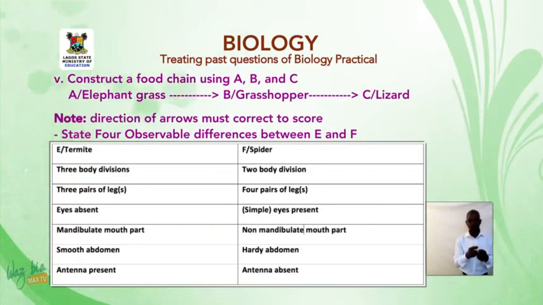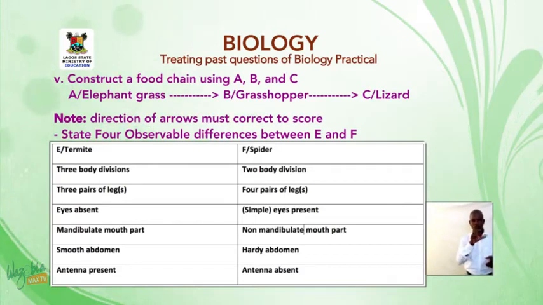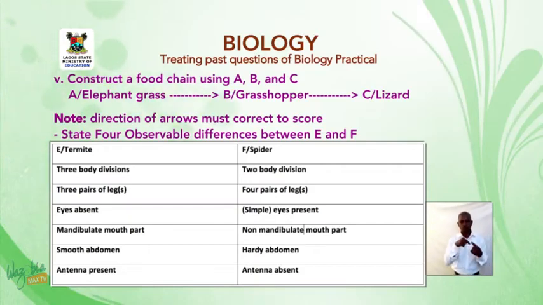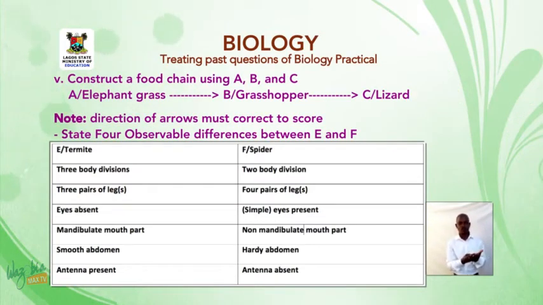Then, termite has 3 pairs of legs. Spider has 4 pairs of legs. If you are doing all this one, you can go back to your diagram and observe them very well. Termite and spider, you can see.